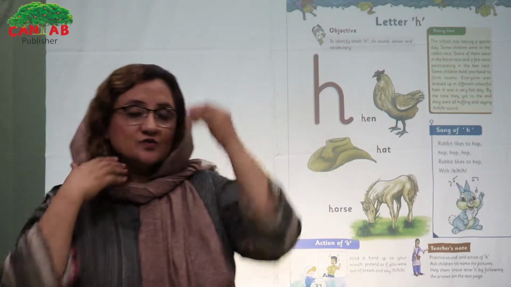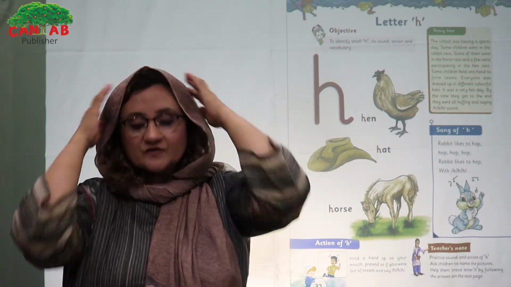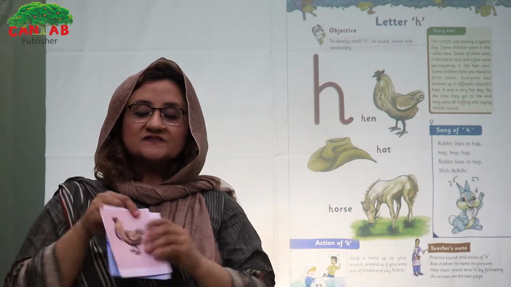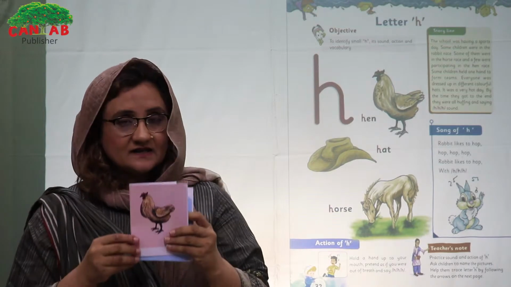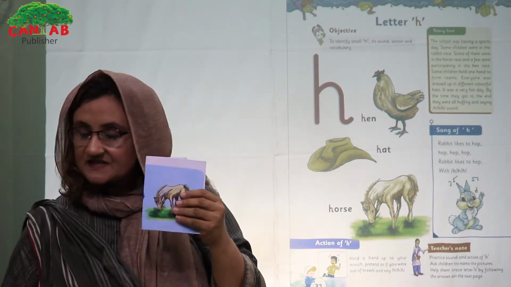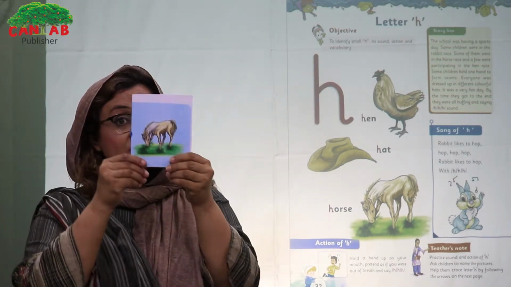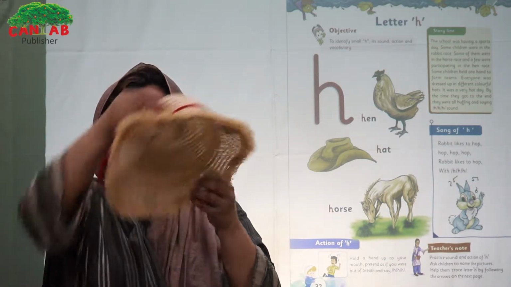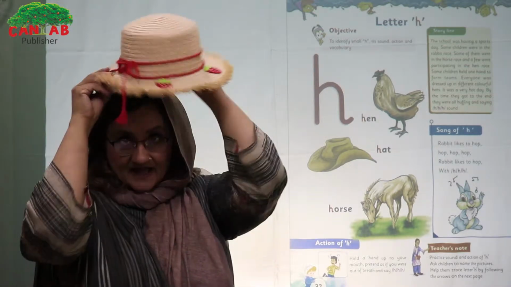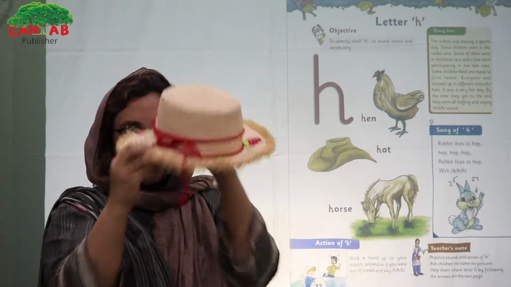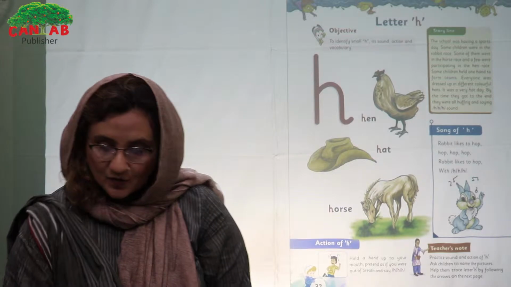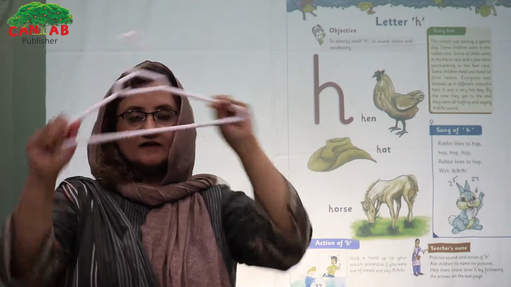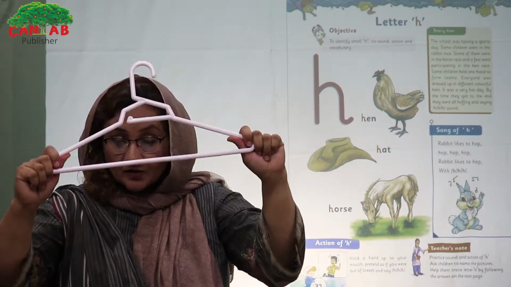Now what you can do, you can reinforce the vocabulary like this. Students, look at here. What is this? Hen. And what is this? A horse. And what is this? A hat. Good. And what is this? A hanger, and we use it to hang clothes.